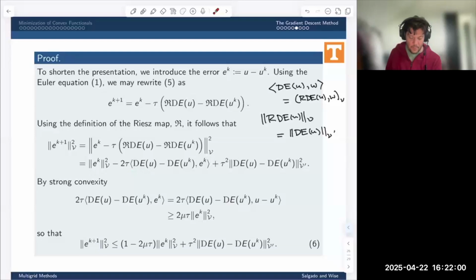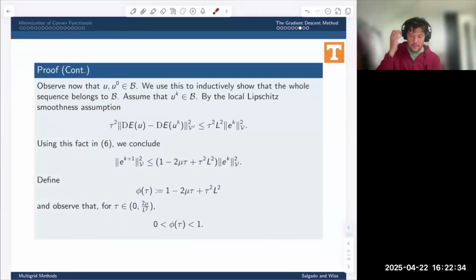And the something larger gives me ultimately that the norm of e_{k+1} in the Hilbert space norm squared is less than 1 minus 2 mu tau. The 2 mu tau is coming from this term, and the 1 is coming from that term. This term is staying as it was, and so that's where we get the tau squared times dE(u) minus dE(u_k), and this is, of course, the dual space norm or the operator norm squared. Okay, so that's 6.